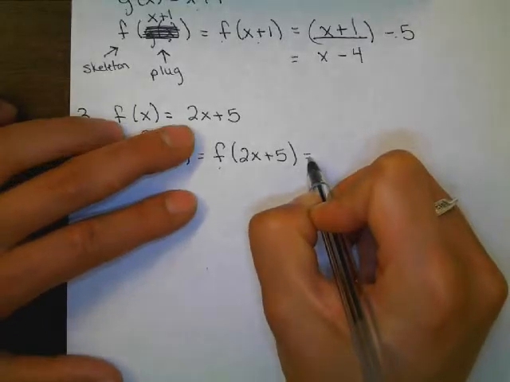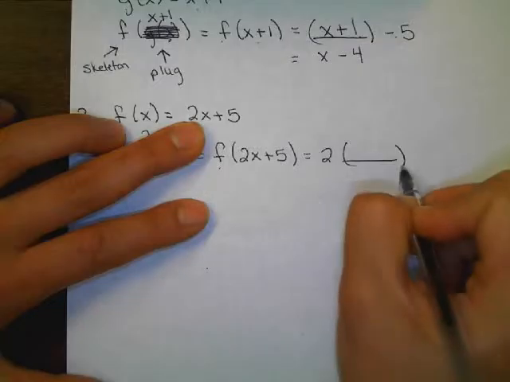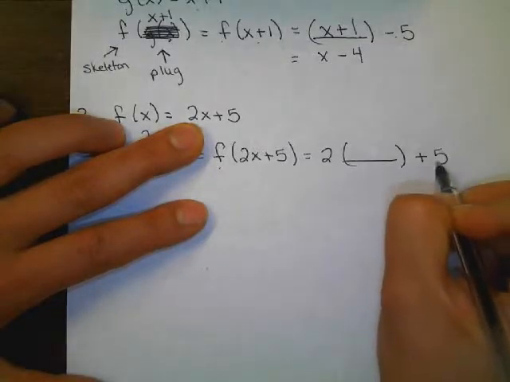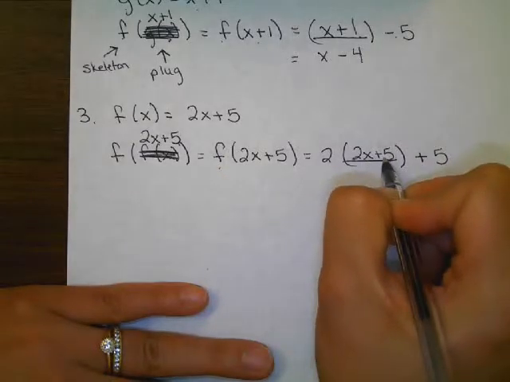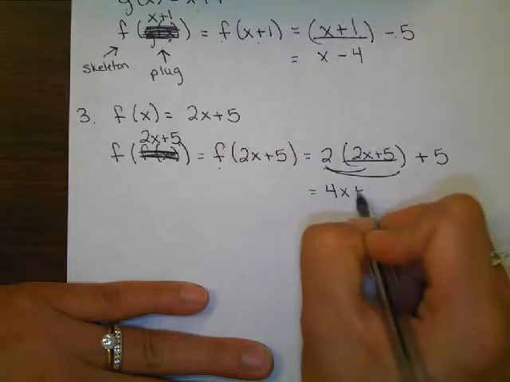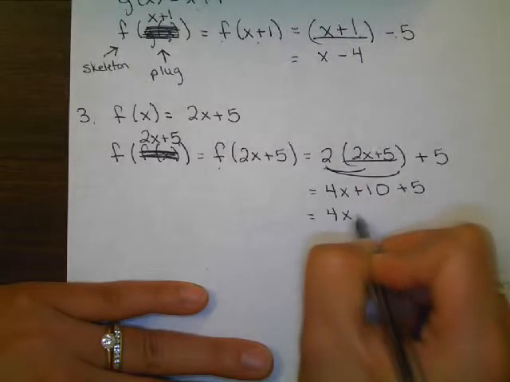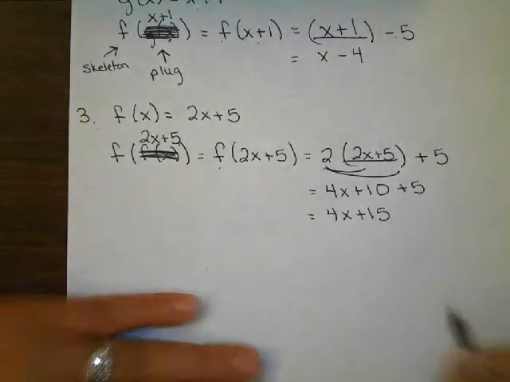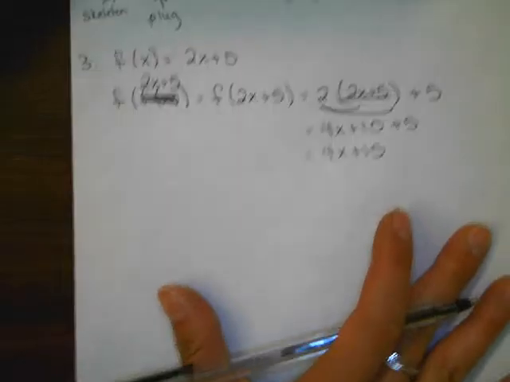So I write down my skeleton of f, which is a 2, and then there's an x there, so I'm going to draw a blank, plus 5, and now in that blank is 2x plus 5. And then I have to distribute that, so that gives me 4x plus 10 plus 5. If you simplify, you get 4x plus 15. Alright, we'll try one more.